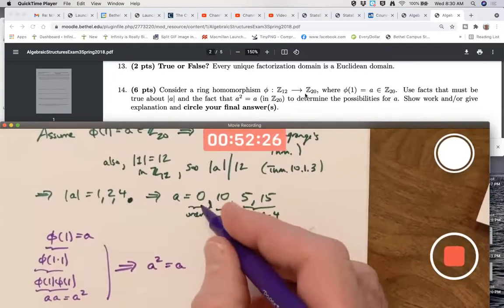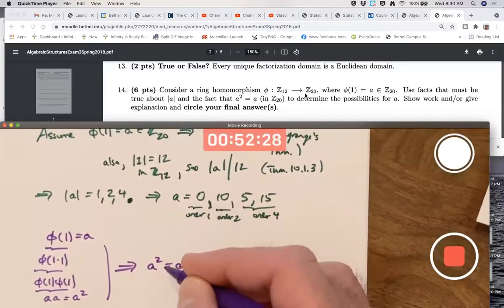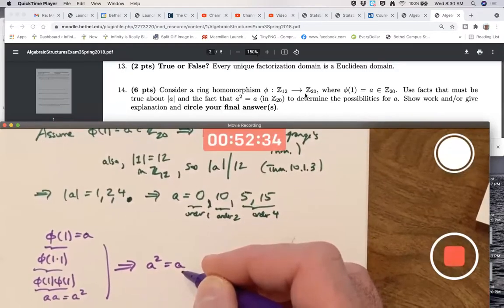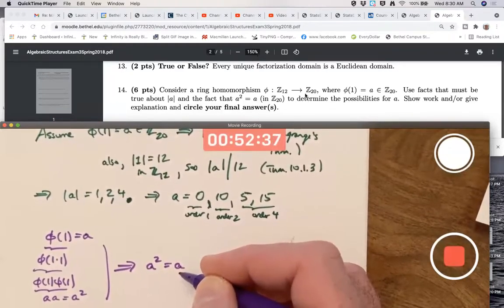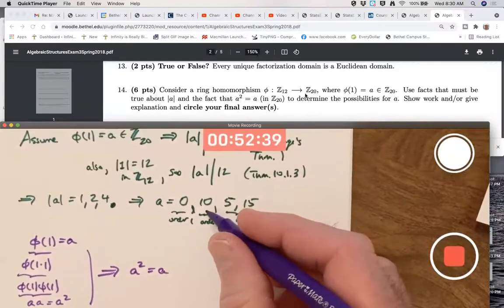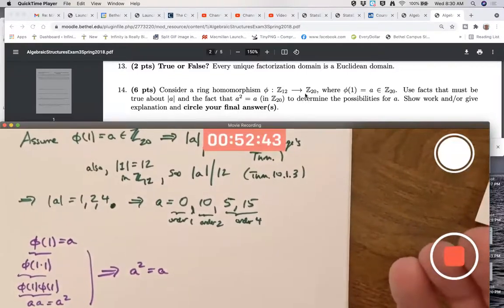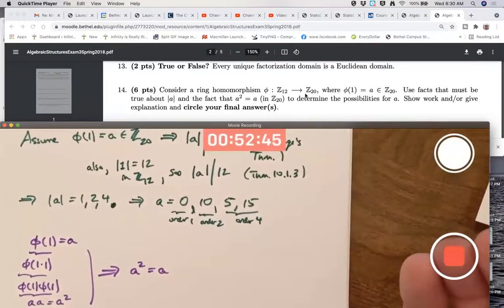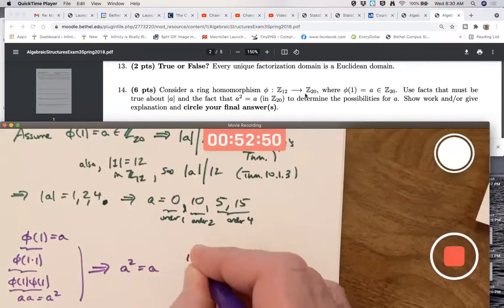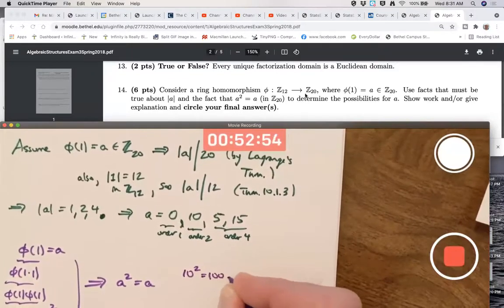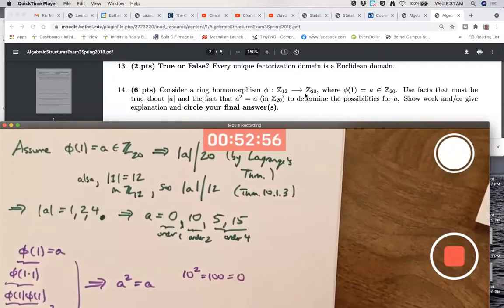Now technically 0 satisfies that. 0 squared does equal 0. Technically, we don't say that's an idempotent because with idempotents, we focus on non-zero elements. But with these non-zero elements, the 10, the 5, and the 15, it's possible for some of them to be idempotents and some of them to not be. You have to check it and see what happens. 10 squared in Z20, mod 20, is 0.